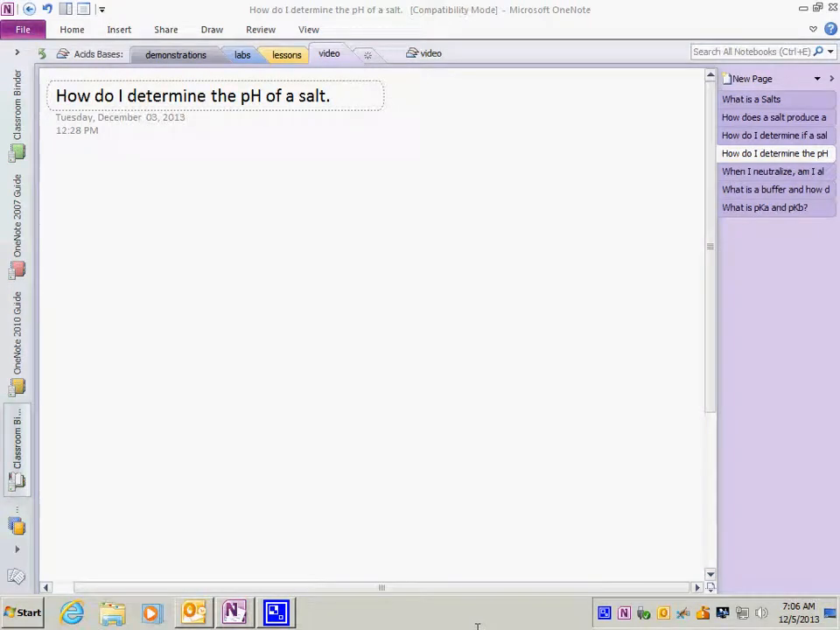This is Andy Schweitzer, and it's a little short video on how do I determine the pH of a salt. We're going to talk about pH of salt, but basically a salt can be either a weak acid or it can be a weak base. So I'm going to start off talking about basically how you determine the pH of a weak acid or a weak base, and the salt will be included in that.